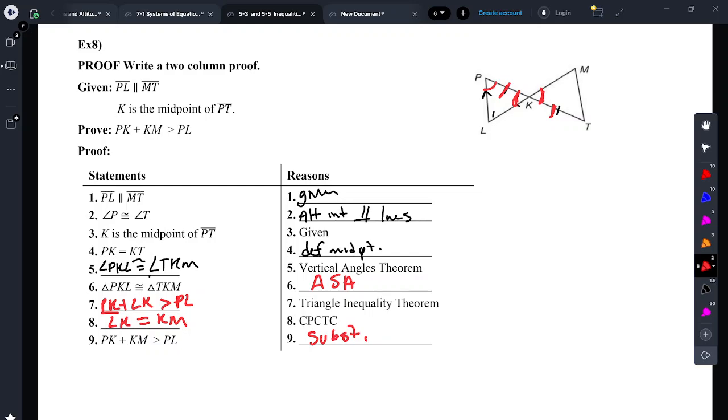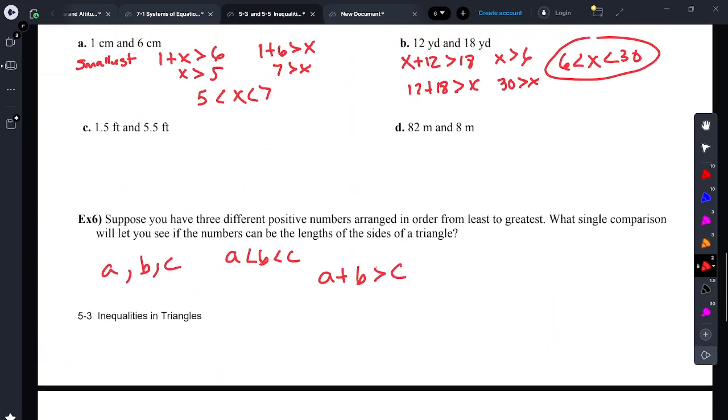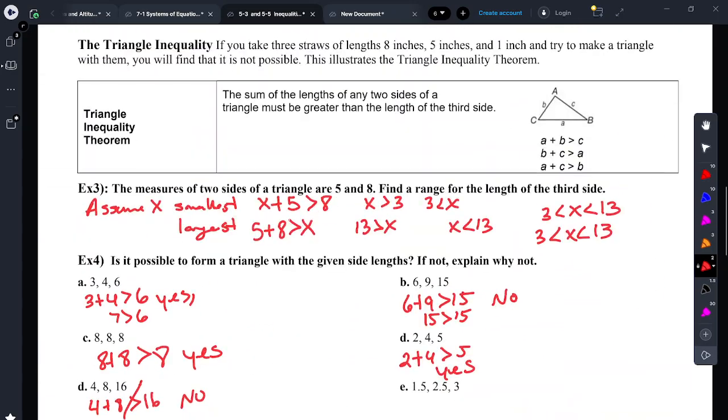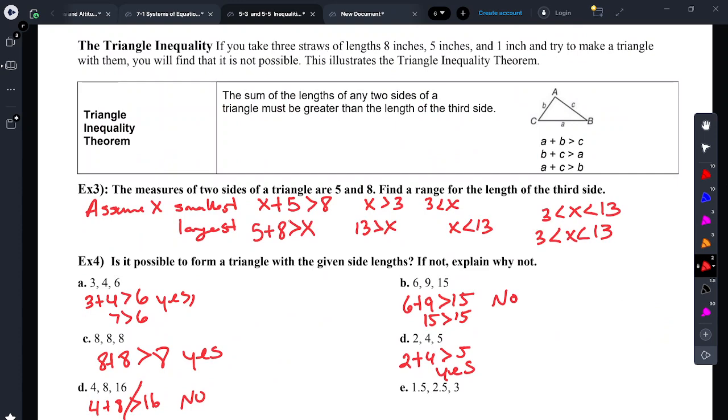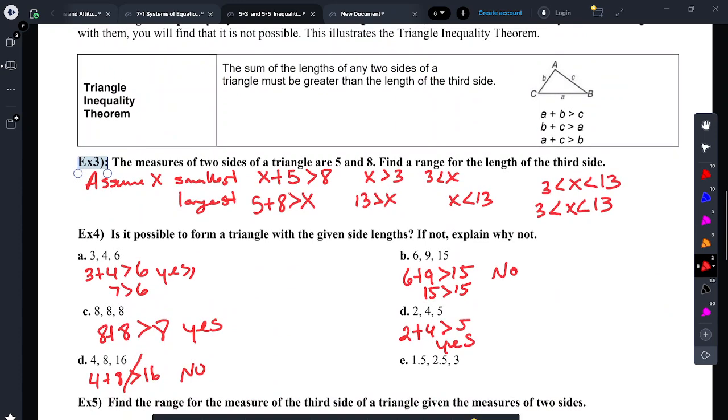All right, I'm not so worried about these proofs, but I will tell you, you better put this stuff from here in your long-term memory. How to tell if something makes a triangle, and what are the values that it could possibly be? Yeah? All right.